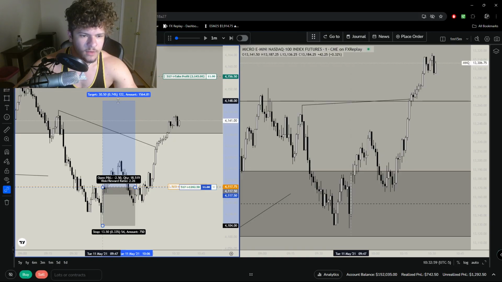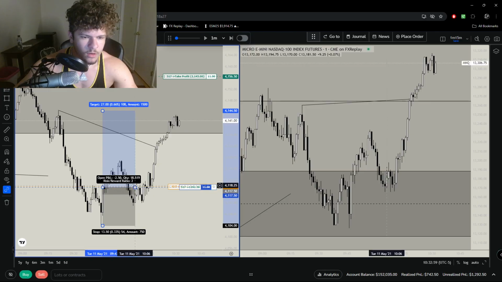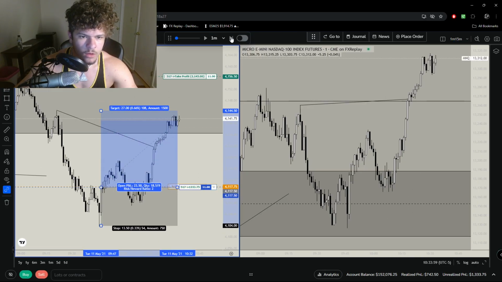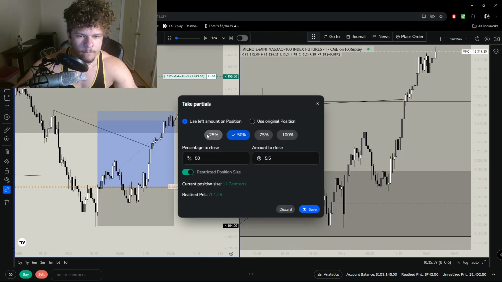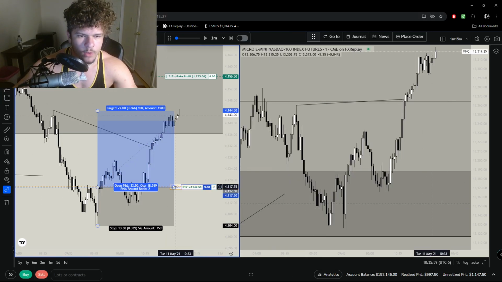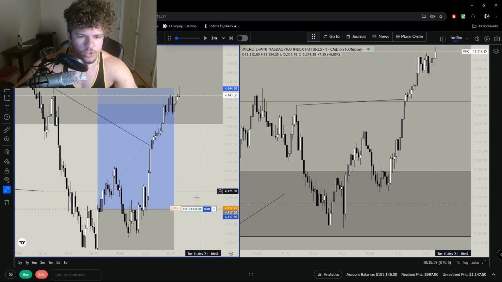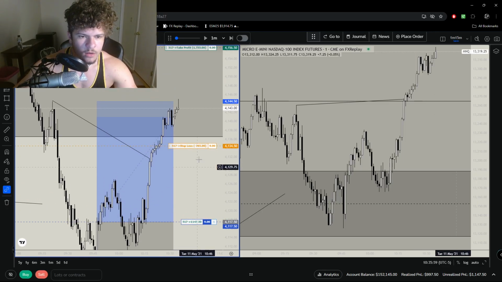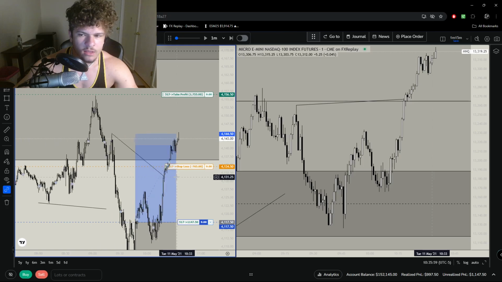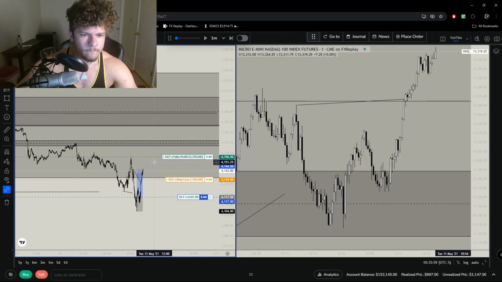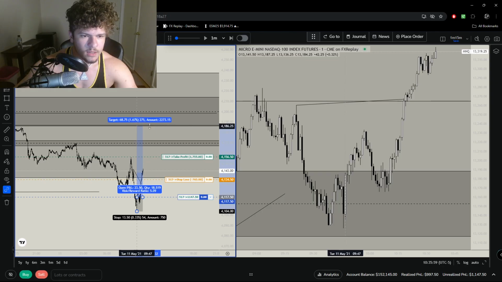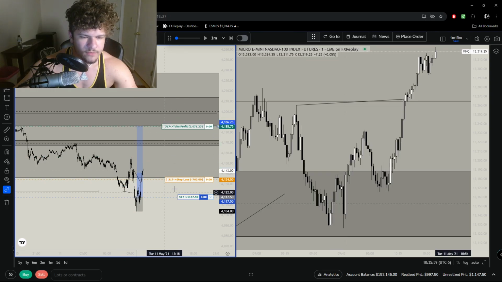Where's 2R level? We'll take more partials at 2R. Okay, we would have wicked it there. Let's close just 25%, and then we'll start trailing a stop here. And then we'll let this run. We could just let it run to equilibrium, but that would be kind of nuts. I mean, might as well just let it run to equilibrium, right? We have stops set.